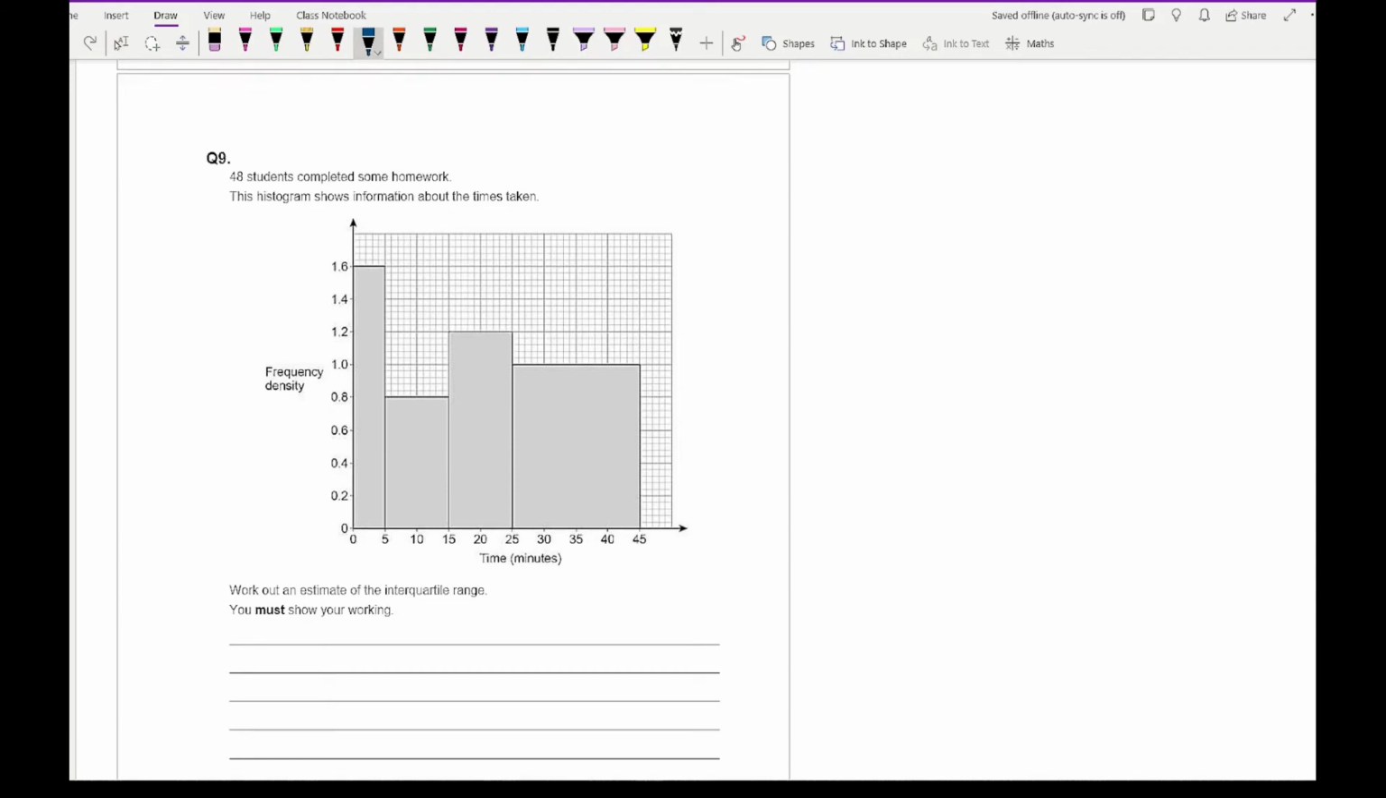So we've got 48 students. If we divide that by 4, then the lower quartile is going to be the 12th student, and the upper quartile is going to be the 36th student. So these are the frequencies that I need to find. I need to find what time the 12th student spent doing their homework, and how long the 36th student spent on their homework.